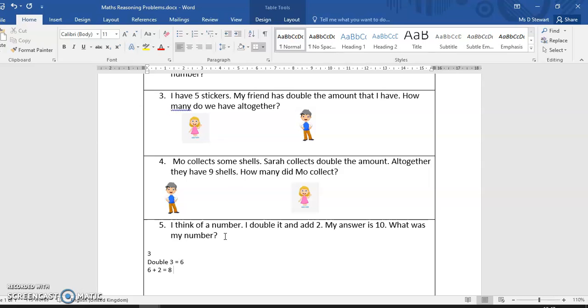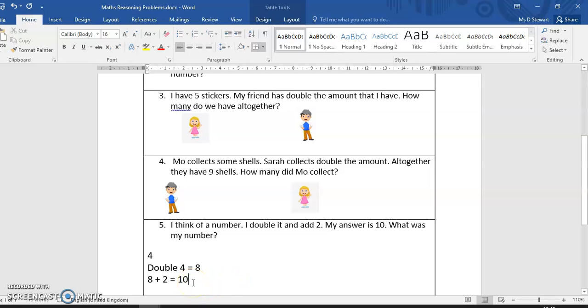So I know that 3 wasn't big enough, the answer was too small. I can just get a number that's a little bit bigger and try that. This is our trial and error method. So if I have 4, I think of a number, 4, I double it, so double 4 equals 8, I add 2, 8 plus 2 equals 10. That took me just 2 goes to work it out, but there is a more efficient method. That means a way that will get you to the correct answer accurately and quickly.